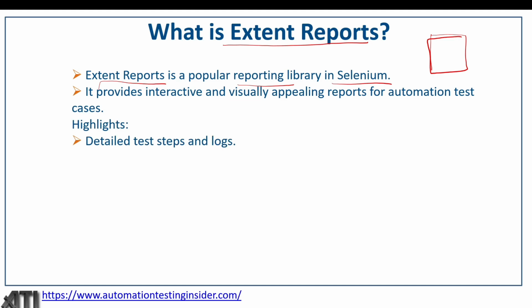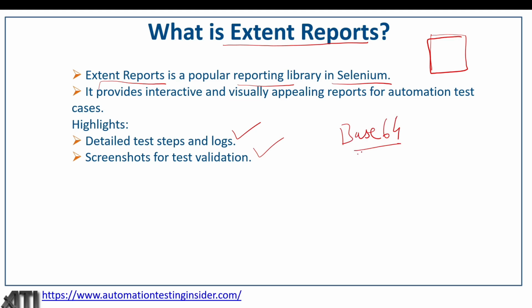What are the key highlights? Detailed test cases, test steps and logs, we can easily embed in ExtentReport. Screenshots for test validation, we can easily attach in ExtentReport, and we are going to use base64 format, guys. This will be an embedded format, so we can easily embed it into ExtentReport, and it will be like a link. We just need to click on it and the screenshot will be displayed. This is a very good lightweight format, so we'll use base64 format to attach the screenshot in ExtentReport.